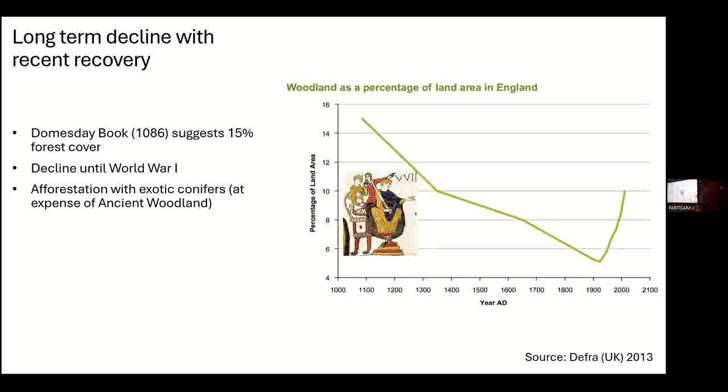And then there was this uptick. The UK went to war, and we realised that we needed some more trees, so we weren't so reliant on imports. And so the UK Forestry Commission was instigated to basically put more trees into the landscape, mainly these exotic fast-growing conifers, Sitka spruce, etc. So we've had an uptick here, but we're still only about 10 to 12%, I guess, of forest cover in the UK.